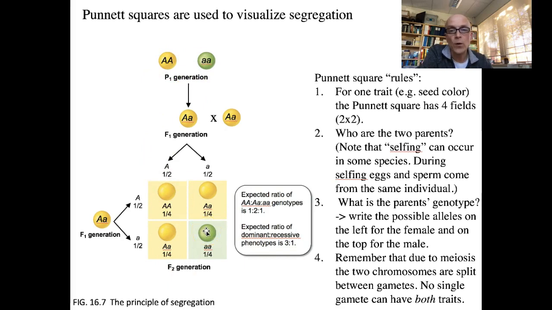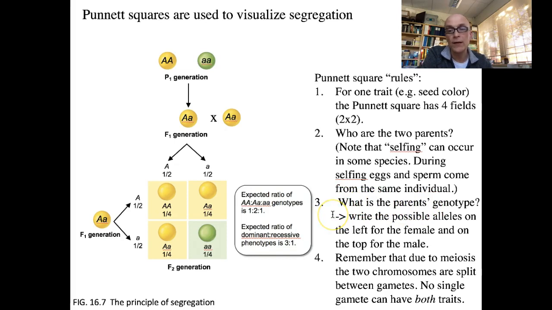So then you ask, who are my two parents? So this is my first parent, this is my second parent. If this is a plant and it's selfing, then it might be the same individual, but it's still two parents genetically, because you have the egg and the sperm coming from the same individual, but nonetheless you have the formation of gametes through meiosis, and then the recombination of those two in the zygote. So that's why I'm saying here, note that selfing can occur in some species. During selfing, eggs and sperm come from the same individual.